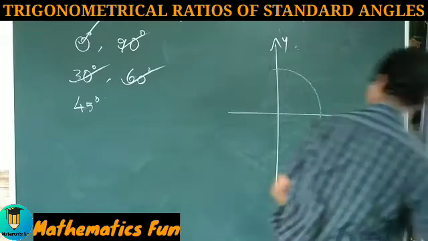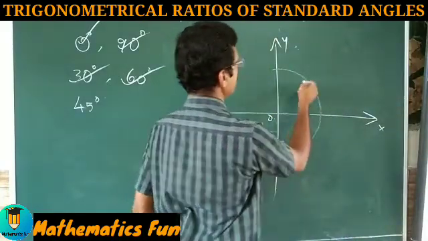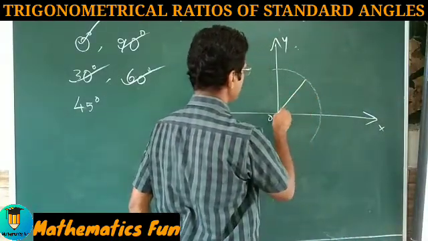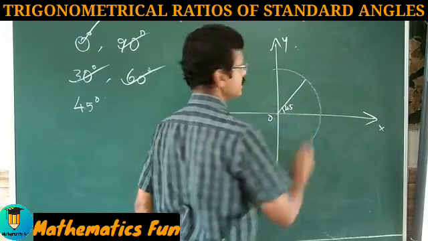Unit circle. 45 degrees we need, so I am making a 45 degree angle, that is 45 degrees, radius 1 it is. Here I am drawing a vertical line.